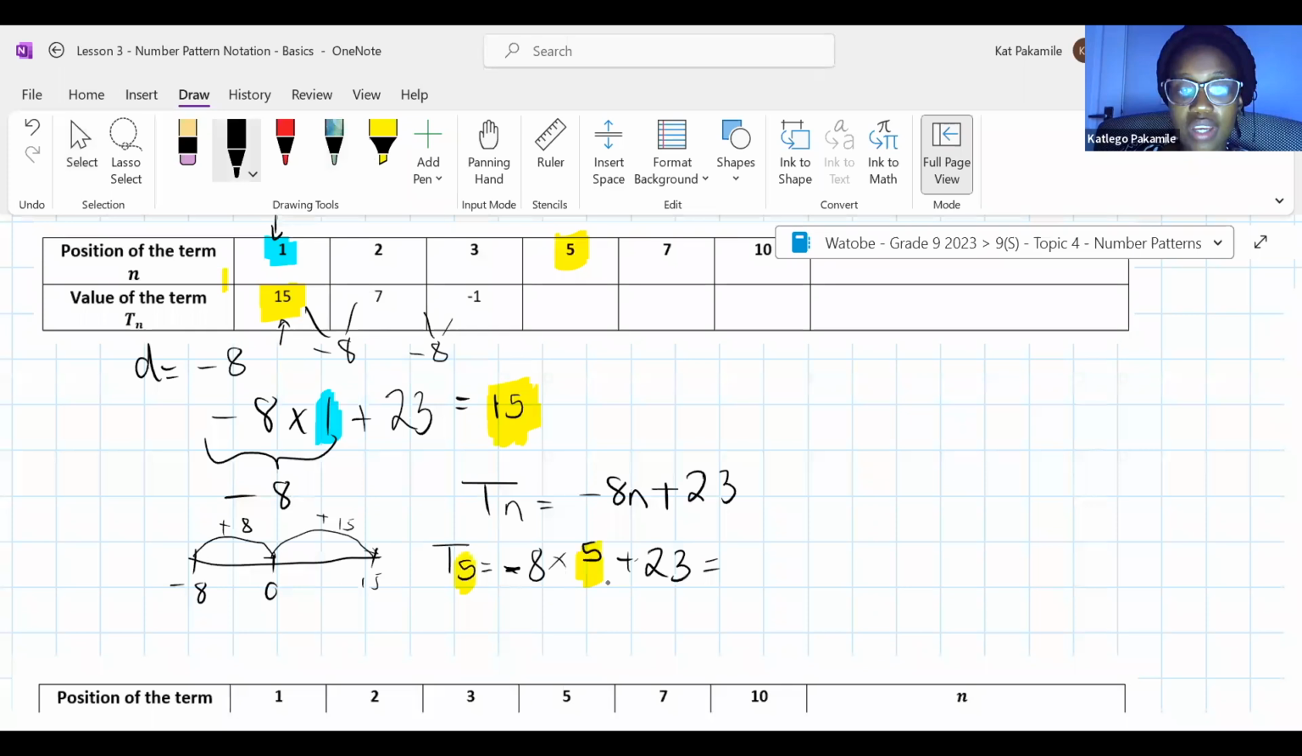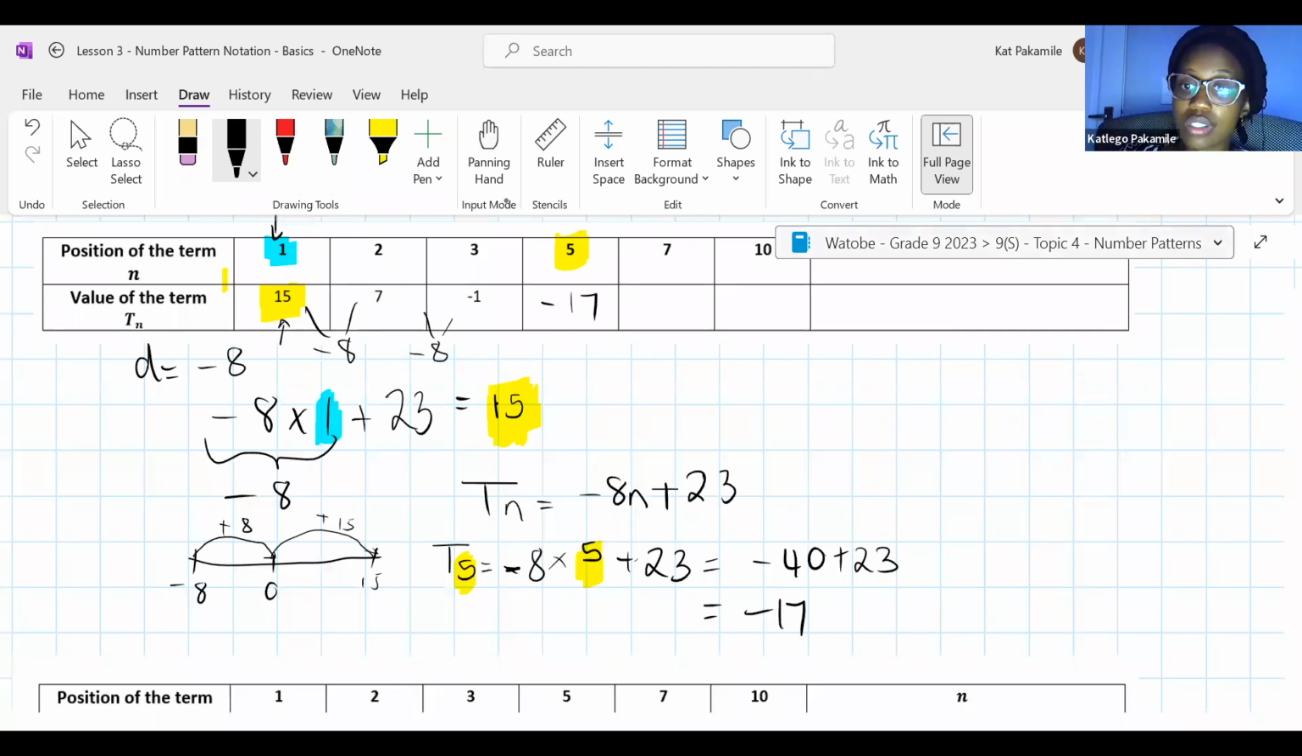Negative 8 times 5 is negative 40. If you add 23, then T5 will be... Hold on, Khagelo, I'm just finishing this off. I'll answer your question. Thank you, Theo. Negative 17. Okay, we need to revise our integers, guys. We need to revise our integers.